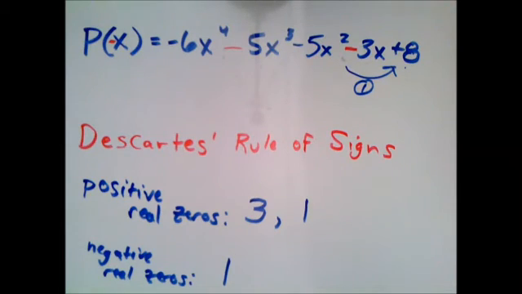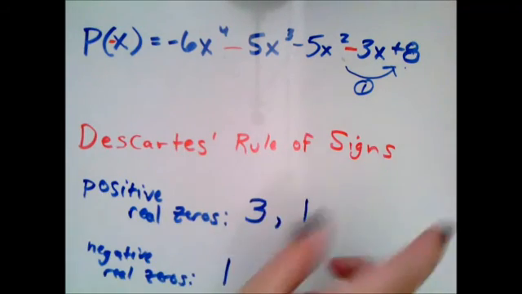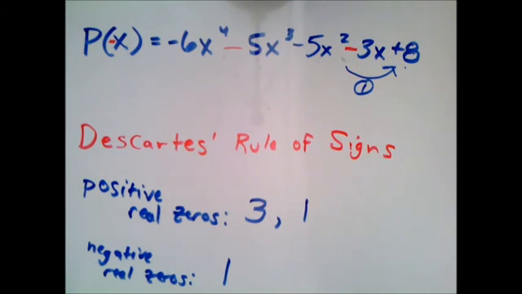So if you ever heard that saying before, "I think, therefore I am," obviously much more famous than Descartes' rule of signs, but this is the pattern that he noticed for positive and negative real zeros.